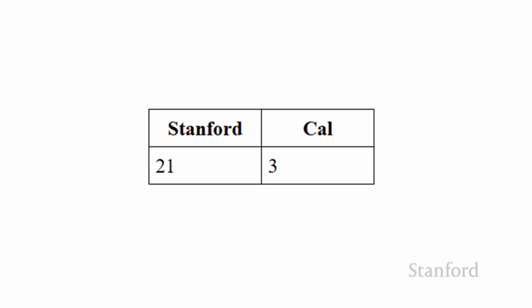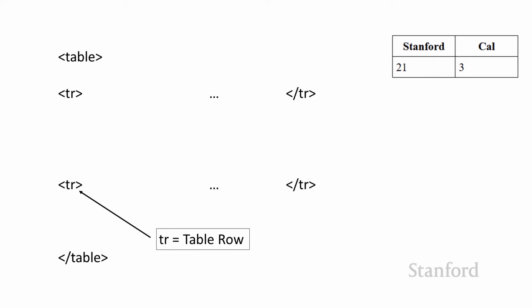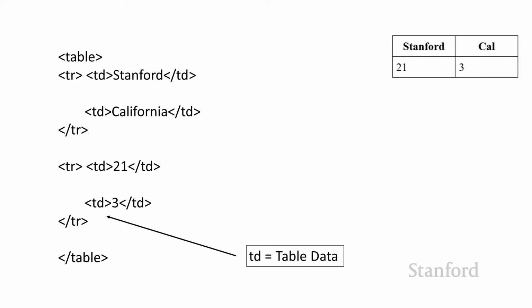So we're going to use this as our example table. As you might guess from looking at it, it is the score from one of the big games, Stanford 21, Cal 3. Now, since this is HTML and everything's done with tags, there's a table tag. And in addition to the table tag, there's a table row tag. And so we're going to enter in our information by rows. And within each row, we're going to create table data items, or TDs.